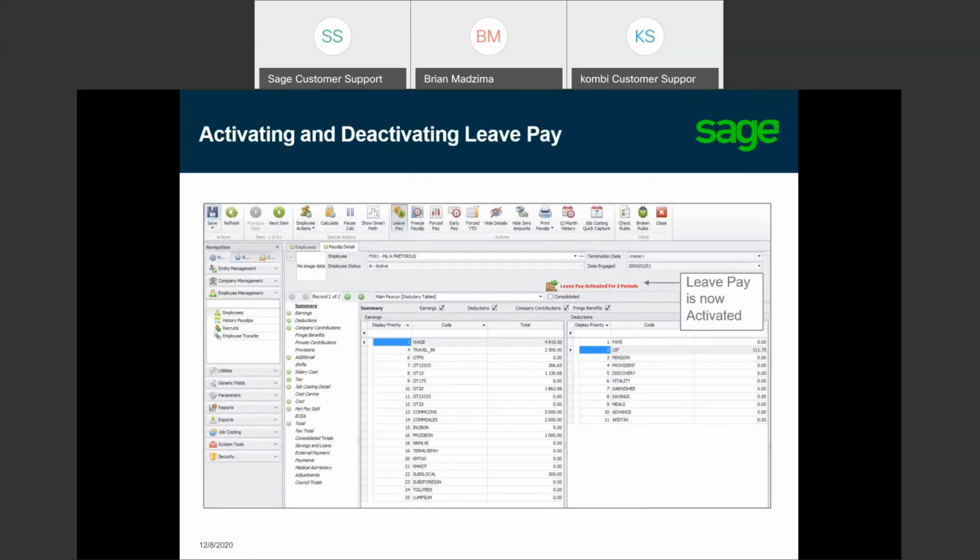You'll therefore see that on the employee's payslip detail screen, in red, will be a note there to show you that this employee does have leave pay activated for them, and it will also show you the number of periods that the leave pay is activated for.